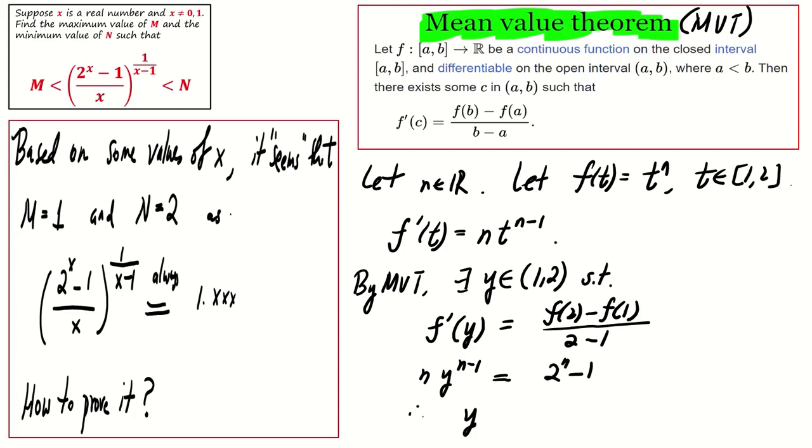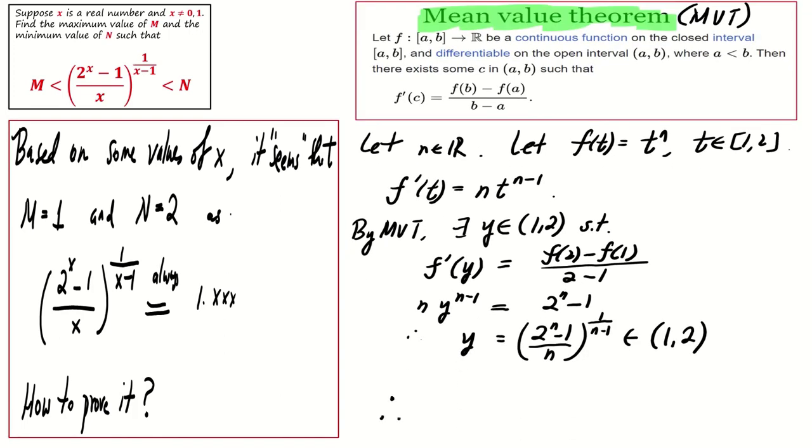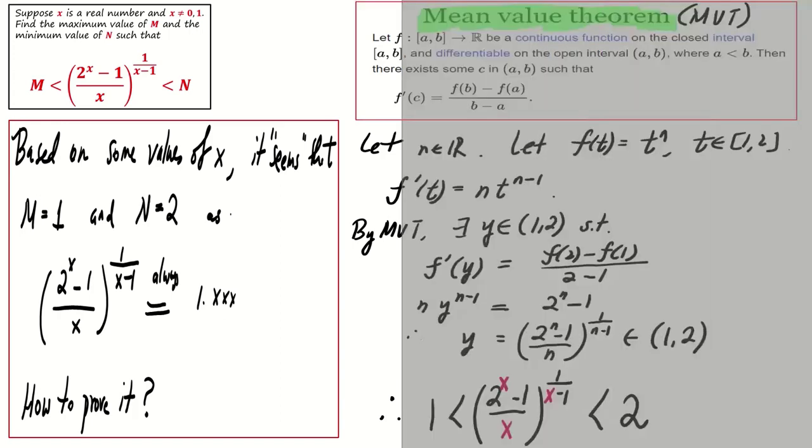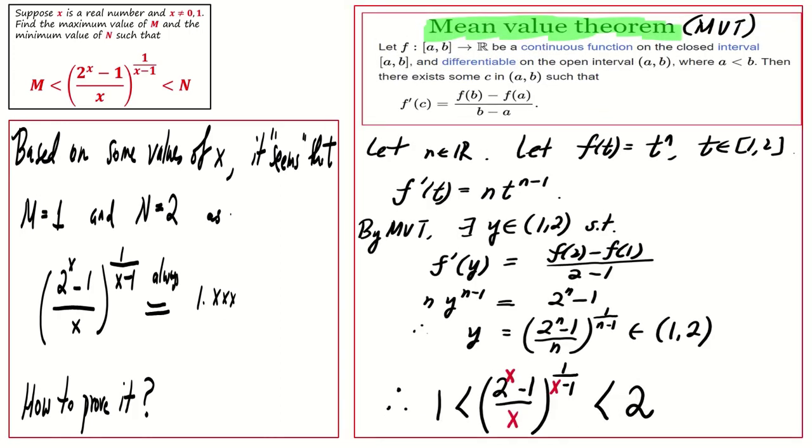This means that y equals ((2^n - 1)/n) to the power of 1/(n-1). Since y is in between 1 and 2, this expression is also in between 1 and 2. Now we obtain the following inequality. Note that n is just a real number, so we can replace n by x, and we have the following inequality. Now we confirm that the maximum value of m is 1 and the minimum value of n is 2.